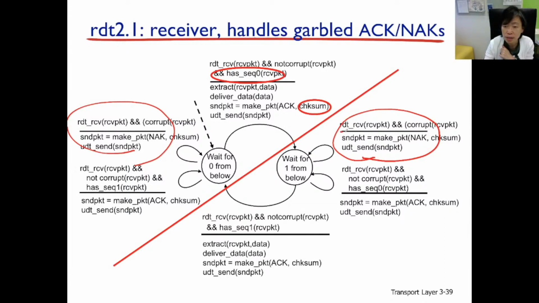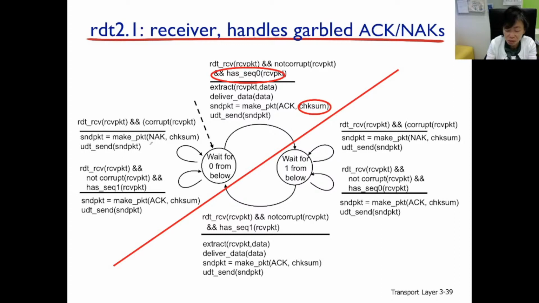This is the case when we are expecting 1, but we get corrupted data. Then we say, hey, the data is corrupted. Generate a negative acknowledgement, but in RDT 2.1, we do need to include the checksum and send it back to the data sender. Similarly here, if we're expecting 0, receiving a packet, it's corrupted. Generate the NAK, send it back to the data sender. So these two transitions we know well. They have already appeared in RDT 2.0.